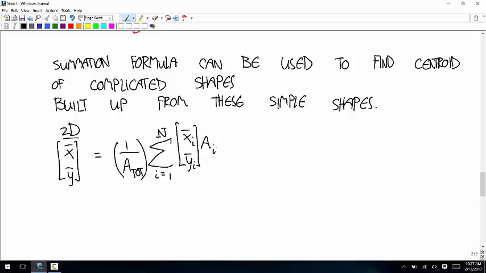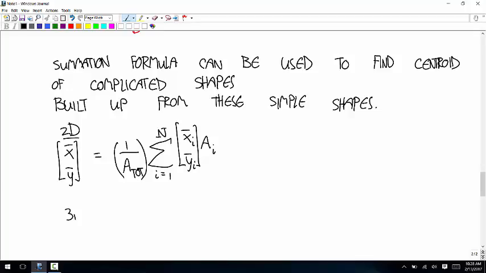And notice that this is just the finite version of the integral definition of the centroid. So in a way, this summation formula gives you a strategy for using that integral formula if you ever have to use it. This is the way to think about it. I'll do an example with that.